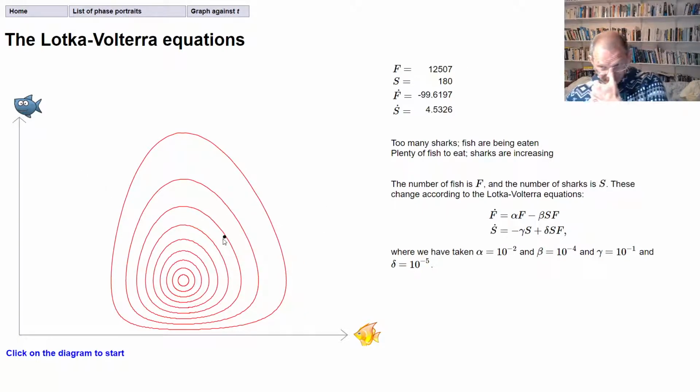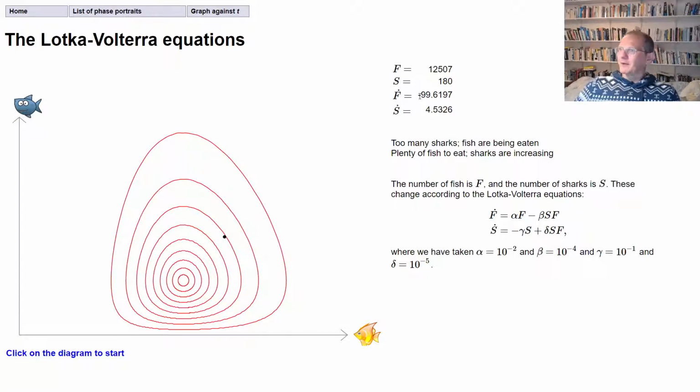There's lots of sharks. So the sharks are eating lots of fish, and so the number of fish is decreasing. Right? So the number of fish is decreasing. That means our point is moving to the left along this. So our red line, the red solution curve, is sloping up to the left here. And the numbers are given here.